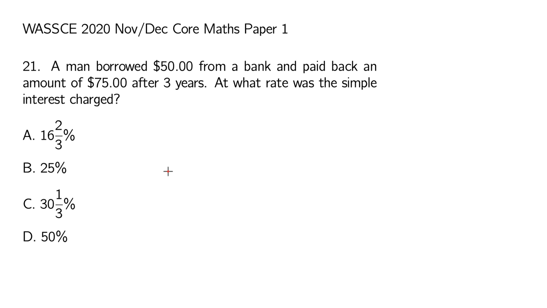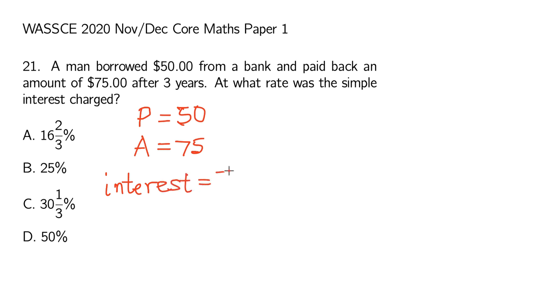Question 21 says, a man borrowed $50 from a bank and paid back an amount of $75 after 3 years. At what rate was a simple interest charged? Right? So we first note that our principal, which is the amount that he borrowed, was $50. And then the amount that he paid back was $75. So to find the interest, we find the difference between these two numbers. The interest is 75 minus 50, which is $25.